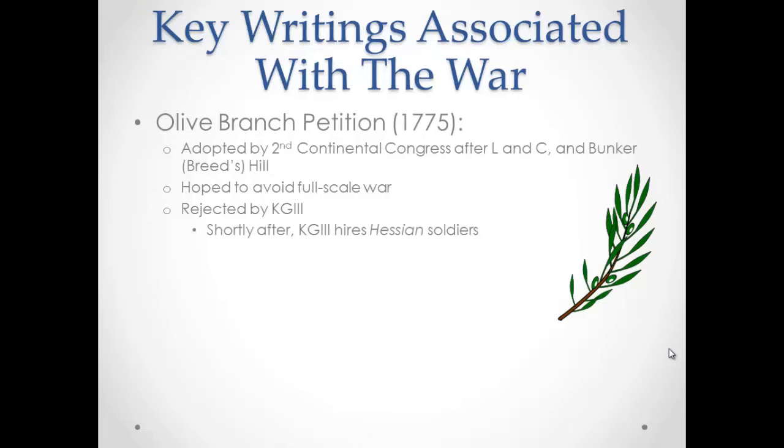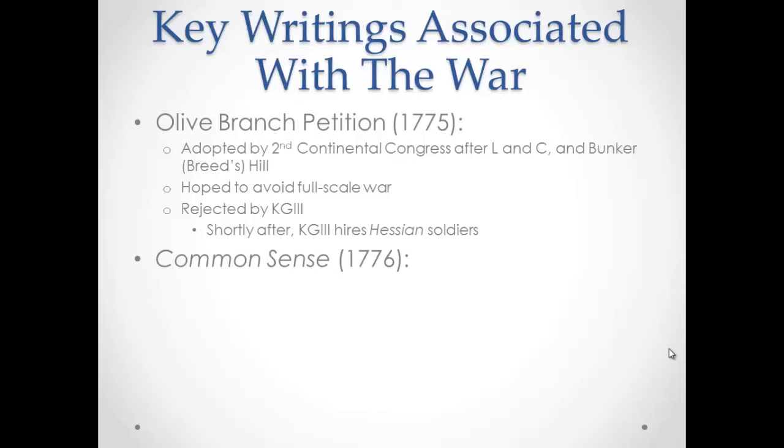He rejected it, and then shortly after, he hires a group of mercenary soldiers called Hessians. They are from Germany, and they are known as brutal soldiers. And the colonists do not like the hiring of the Hessian soldiers whatsoever. They see this more as a family skirmish. Why are you bringing in these brutal soldiers?